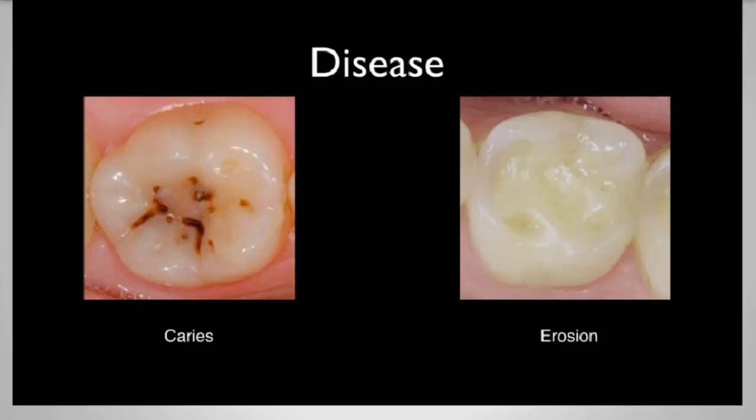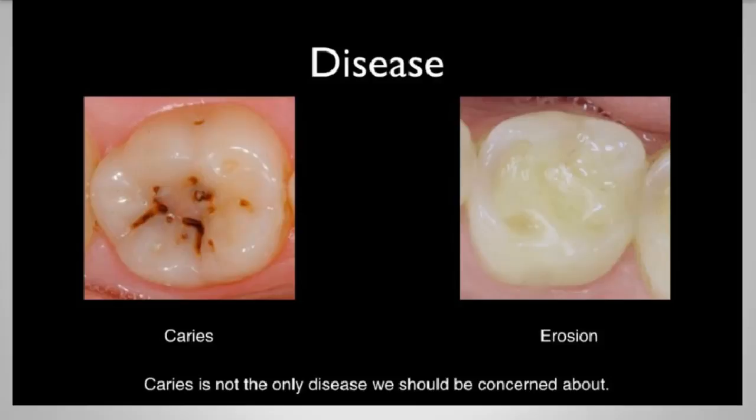We're seeing significant tooth loss in so many people today due to erosion. In fact, there are teenagers walking into our offices that have never had a traditional cavity in their life, yet their dentition is significantly deteriorating because of enamel and dentin wear due to extrinsic and intrinsic acids. So caries is really not the only disease we should be concerned with, but much more. It's definitely one of the primaries, but there's other things that are taking away tooth structure.